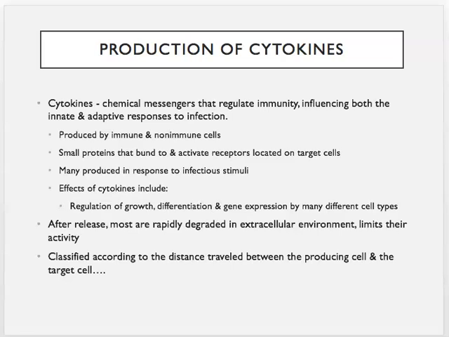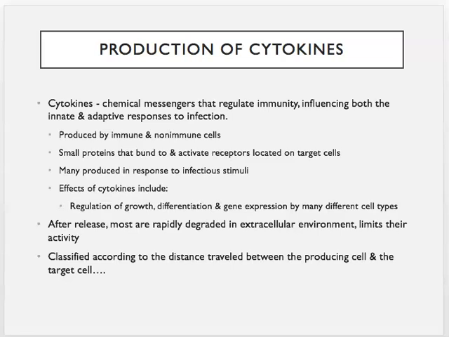Okay, production of cytokines. We talked about cytokines in the first video. They are the chemical messengers throughout our body. They help regulate immunity, and they will influence the innate and the adaptive responses to infection. They're produced by immune and non-immune cells. They're small proteins that bind to and activate receptors located on the target cells.